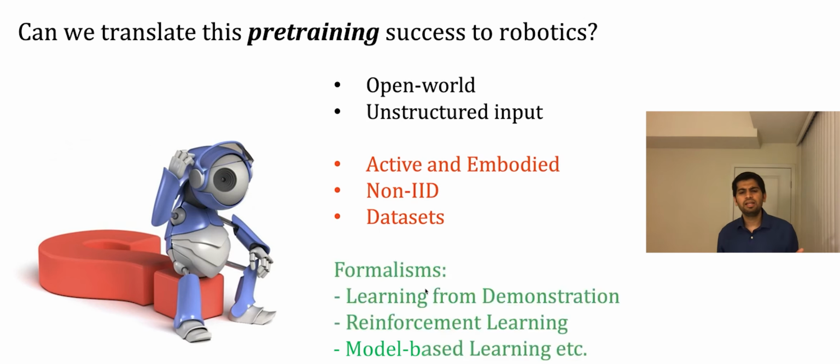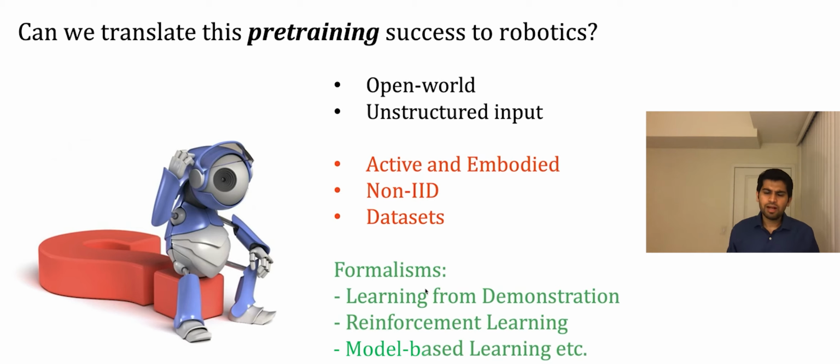To address some of these challenges, there have been several formalisms proposed in the literature. Roughly, they can be categorized into learning from demonstrations to handle non-IID data, or reinforcement learning, learning from rewards, or model-based control where you learn a model from the agent's experience.